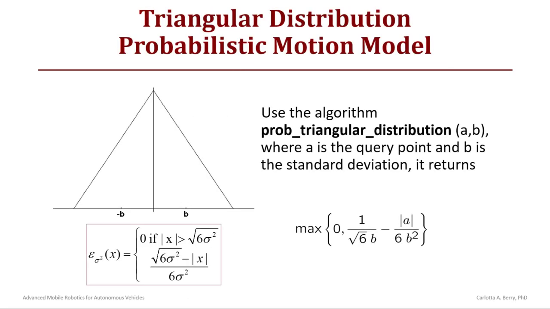So we will be using the triangular distribution in order to model the error, and the algorithm for that is given by A comma B, where A represents our zero mean error and B would represent our standard deviation. So that's going to be the max of 0 and 1 over the square root of 6 times B minus the magnitude of A over 6B squared.